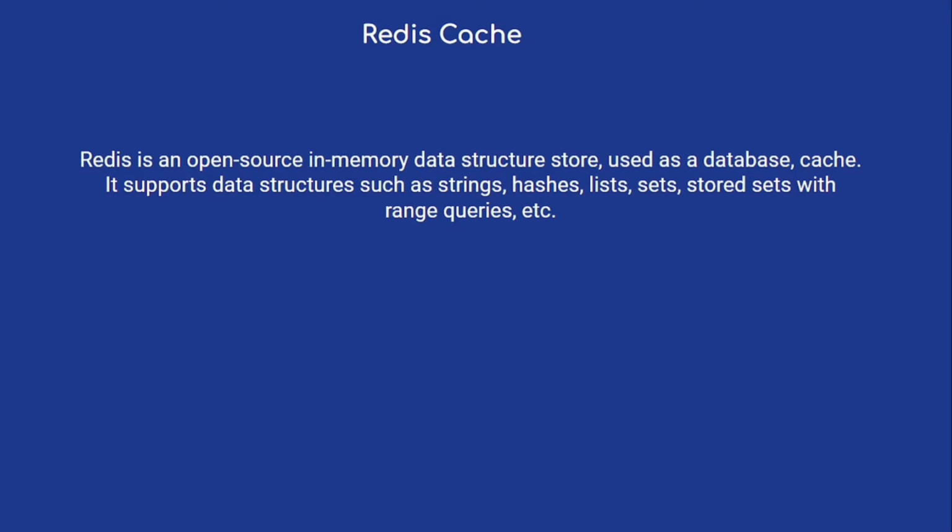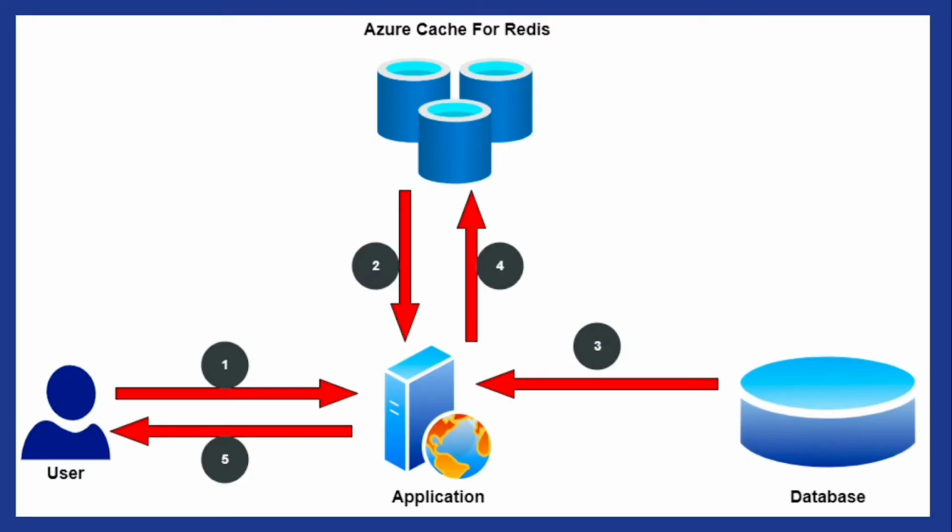What is Redis cache? Redis is an open source, in-memory data structure store used as a database and cache. It supports data structures like strings, hashes, lists, sets, sorted sets with range queries, etc. So let's understand the flow of Redis cache.